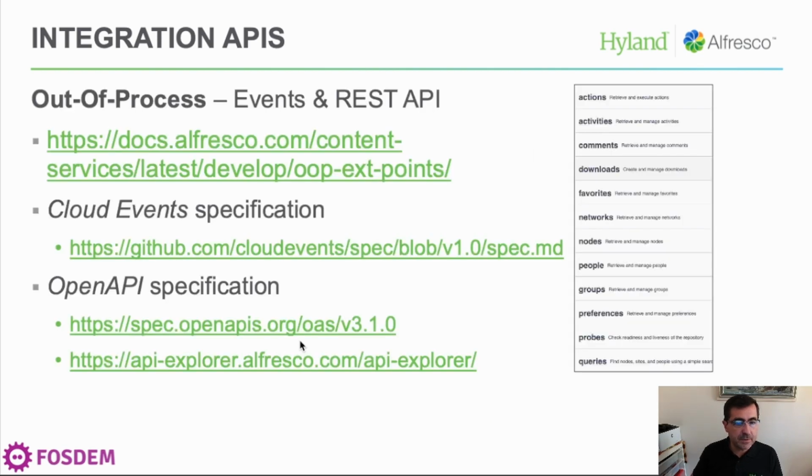So let's go deeper with the first one. So this out-of-process is relying on events and REST APIs. Again, in the official documentation, you have everything you need in order to use this API. And this is based on the Cloud Events specification and the OpenAPI specification. So both events and the REST API are specified on standards that you can rely on. And you have all the different actions and all the different information in relation with actions, activities, comments, notes, and so on.